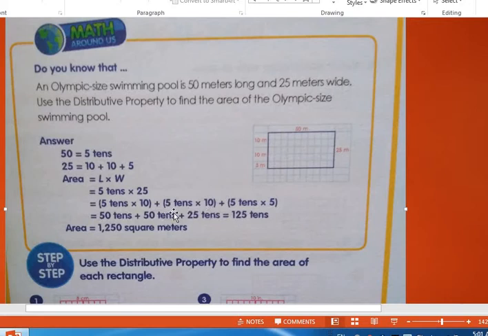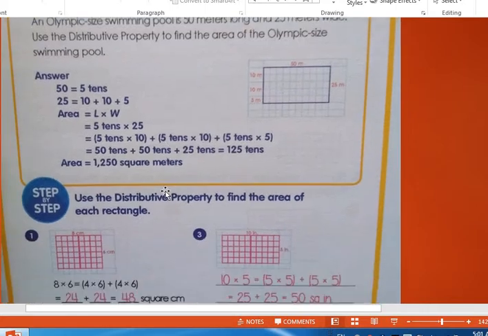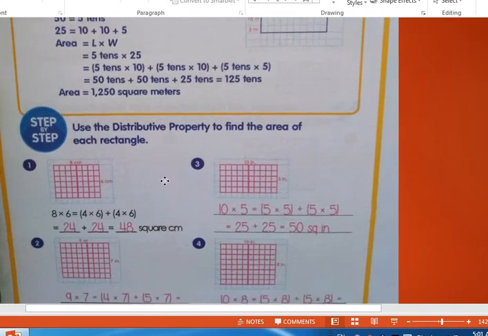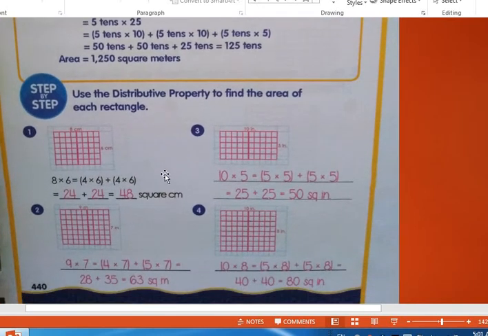5/10 times 10, also 50/10 plus 5/10 times 5. 5 times 5, 25. 25 what? Tenths as it is. So 50 plus 50, 100. 100 plus 25, 125. Excellent. So 125/10 means what? 1250. I just add the 0 and cancel the tens. Square meters.